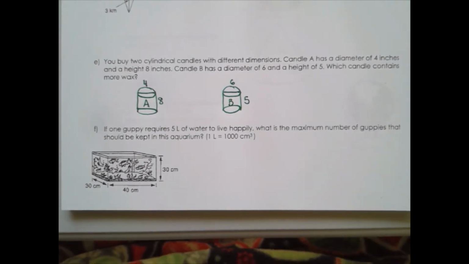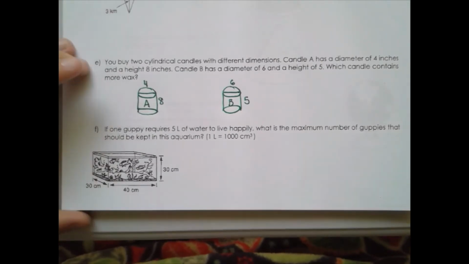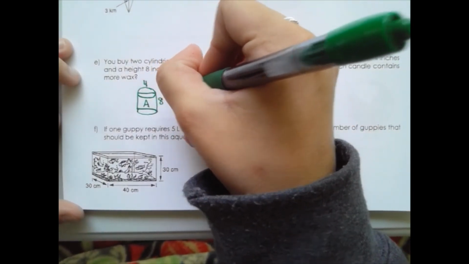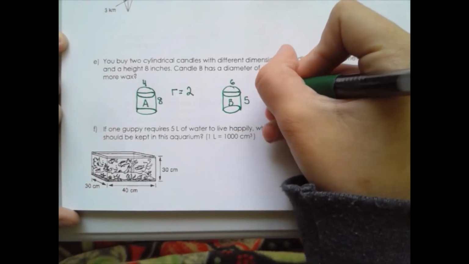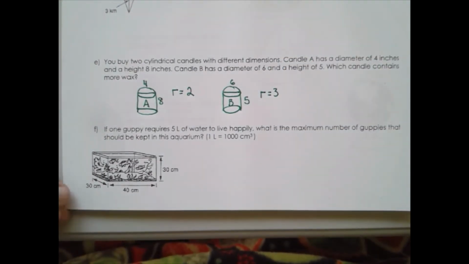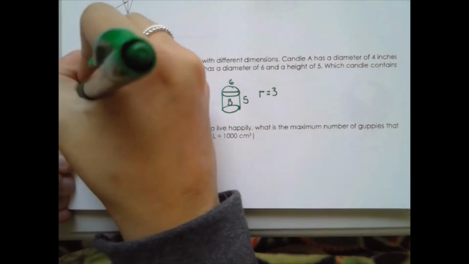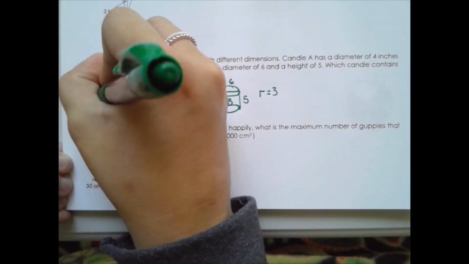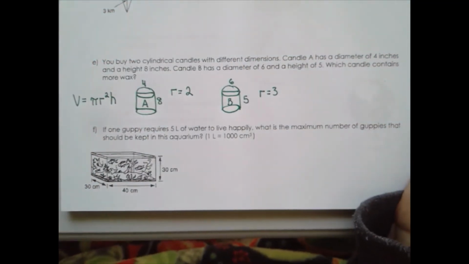So what that means is we're going to have to find the volume for A and B. The first thing that we're going to do is we're going to take our diameter and change that over into a radius. So for candle A, since our diameter is 4, our radius would be 2. And for candle B, since our diameter is 6, our radius would be 3. We're going to use our cylinder formula. So the volume of a cylinder is pi r squared h. Like I said, you don't have to memorize these formulas.